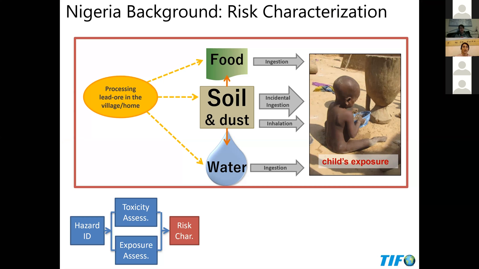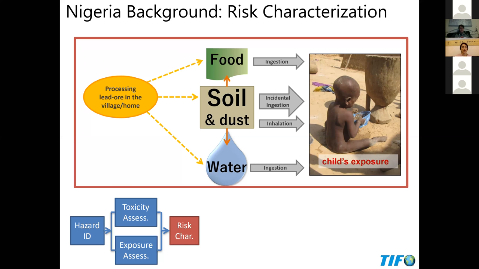We know that there's severe contamination in residential soils and that through incidental ingestion, children are exposed to those contaminants, to that lead. And now we're at risk characterization, so we can pull all of that information together to really fully understand a child's exposure.